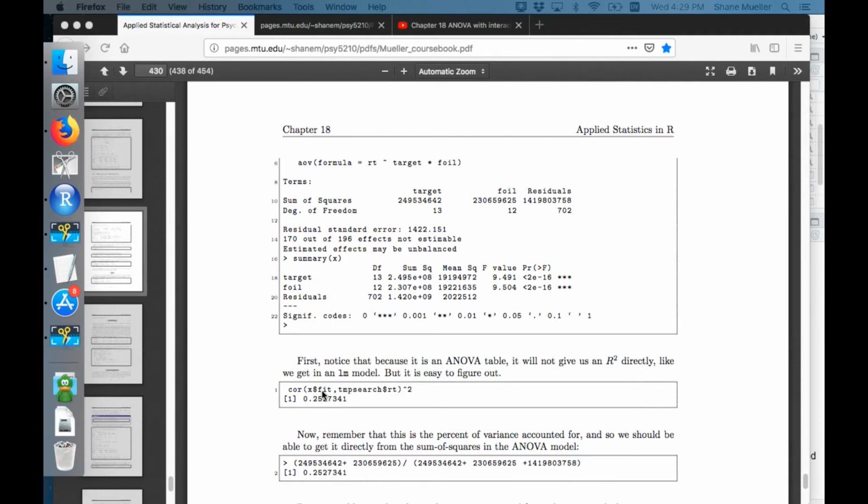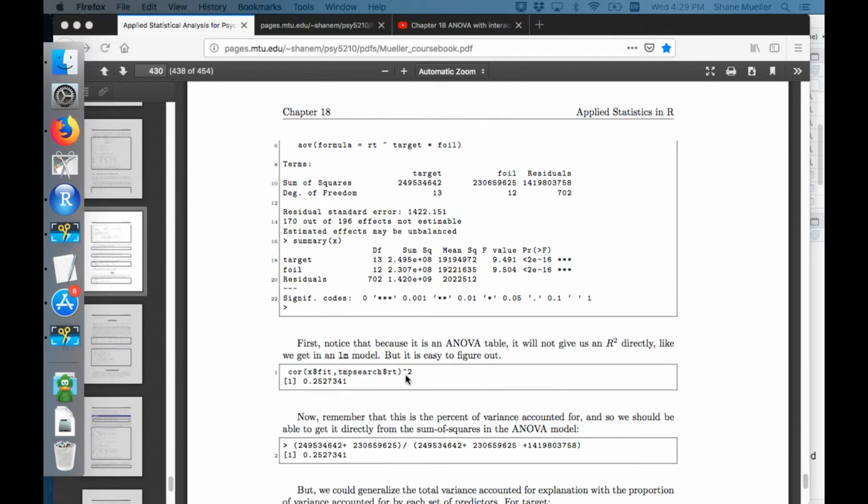So I correlate the fit with the actual values, and I can square them, and I get that this has an R squared of 0.25. So that's maybe a good gauge for starting out. I say, well, this model accounts for 25% of the variance. So that's generally what the effect sizes that we compute for ANOVA models will do. They will figure out what proportion of the total variance is accounted for.